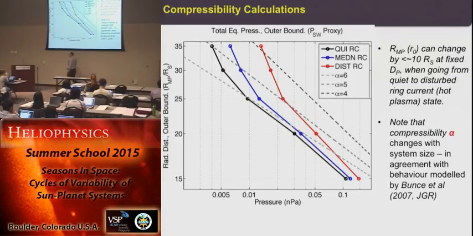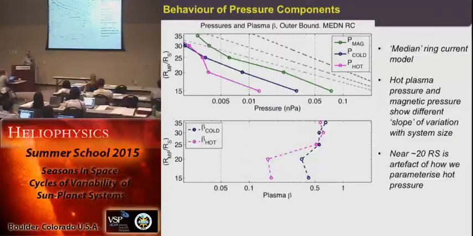So for those who are interested, there is a slide in here where we've separated the different contributions to the pressure at the boundary and how they change with system size. In the interests of time, I'm not going to go into too much detail, but essentially we've got curves here showing the different behavior of magnetic and then cold and hot plasma pressures as a function of size. This point at 20 is probably an artifact of how we characterize hot pressure, but I think the general trend of hot pressure overtaking cold pressure as system size increases is a real one, and it's telling us something about how an internal driver as well as magnetic field changes the compressibility of the system.